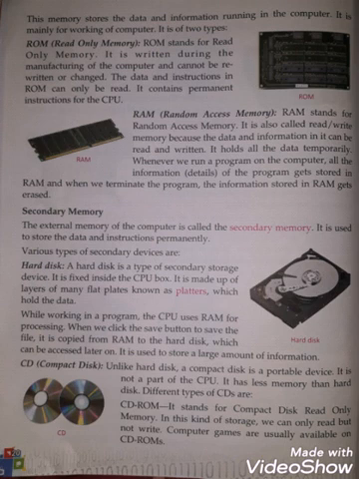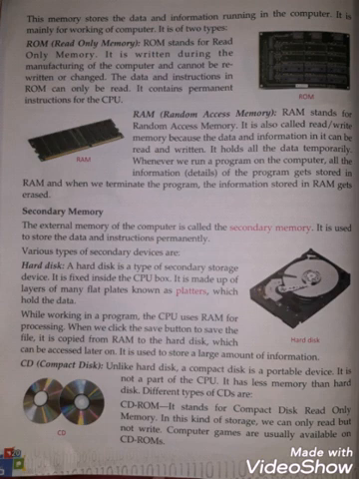layers of flat plates, and those plates are called platters, and these platters are used to store the data. While working in a program, the CPU uses RAM for processing. So when you are working with some program, the first memory where your data gets stored is obviously the RAM. When we click the save button to save the file, it is copied from RAM to the hard disk, which can be accessed later on. It is used to store a large amount of information.